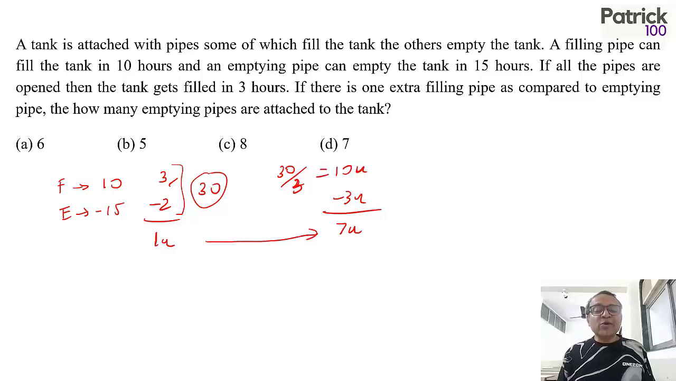To do 7 units of work, you require 7 filling and 7 emptying pipes. So the number of emptying pipes will be 7. Number of filling pipes will be 8.